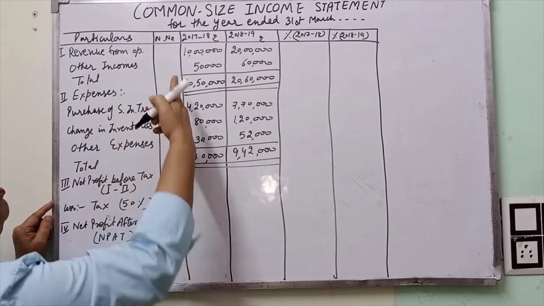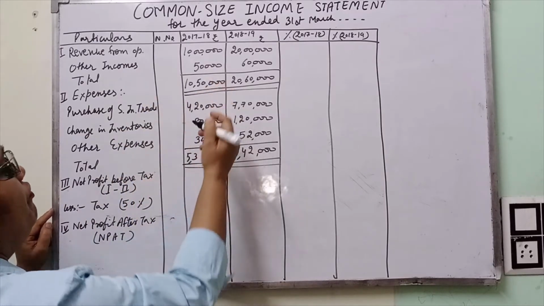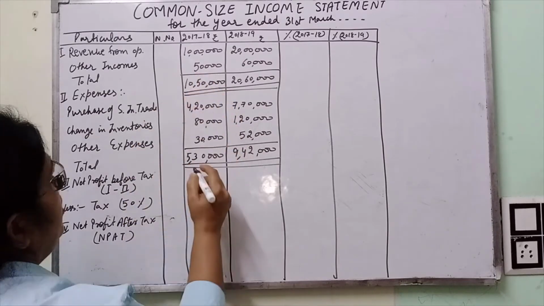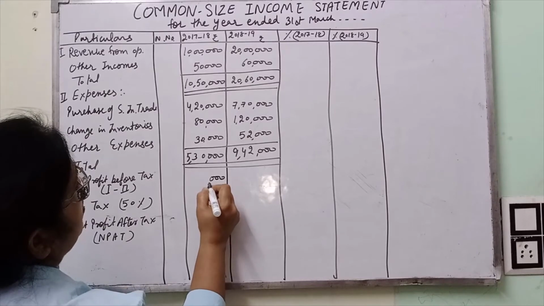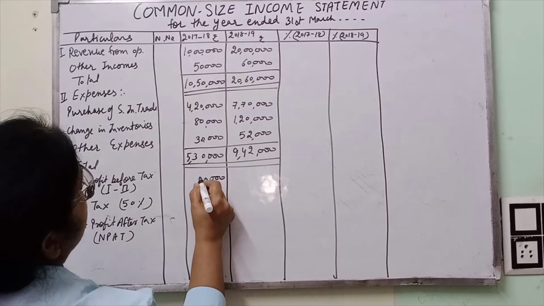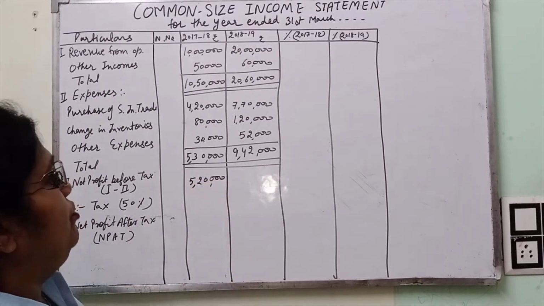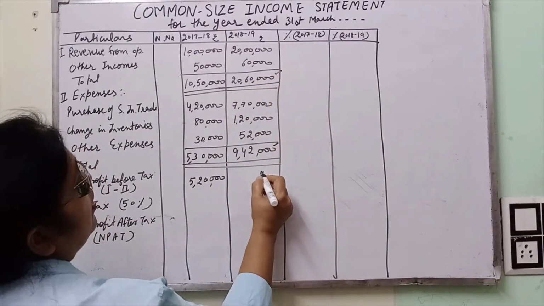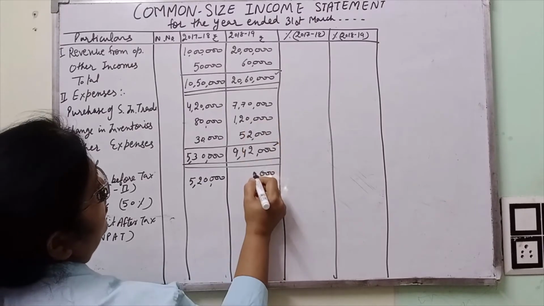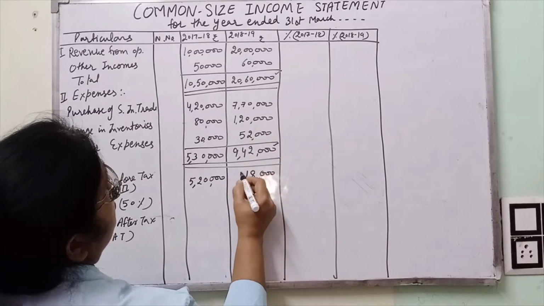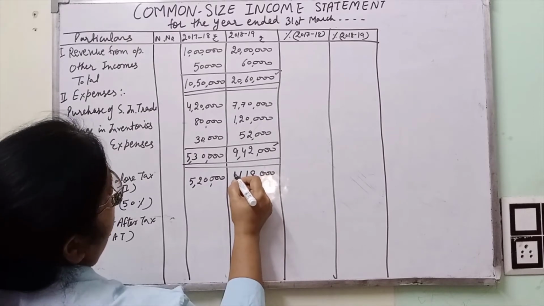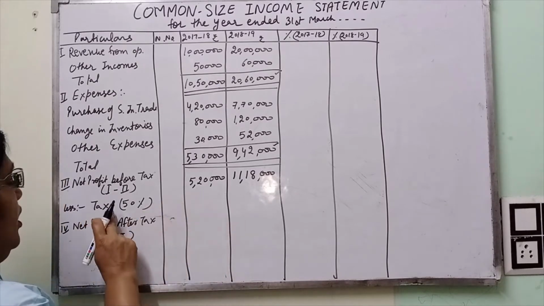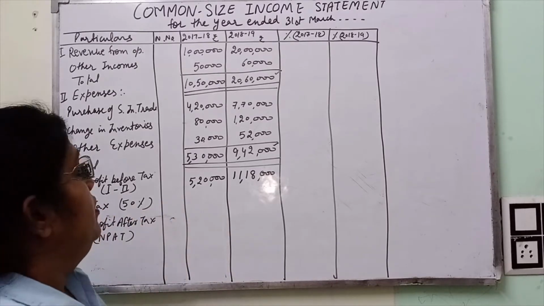First of all, we have to calculate net profit before tax, that is 1 minus 2. 1 means total revenue and 2 means total expenses. We have to deduct these expenses from revenue of the same year. Now we are deducting the amount, it comes to 5,20,000. In the same way, from this we have to deduct this amount. The amount will be 11,18,000.